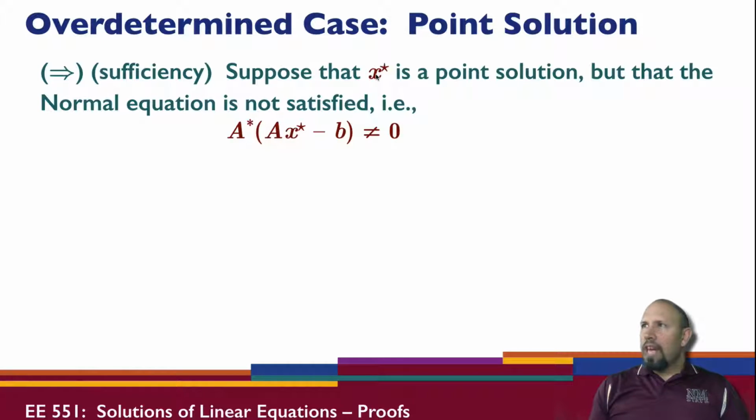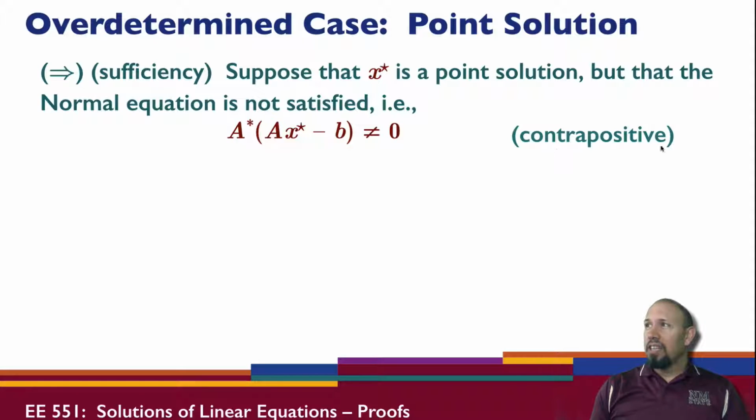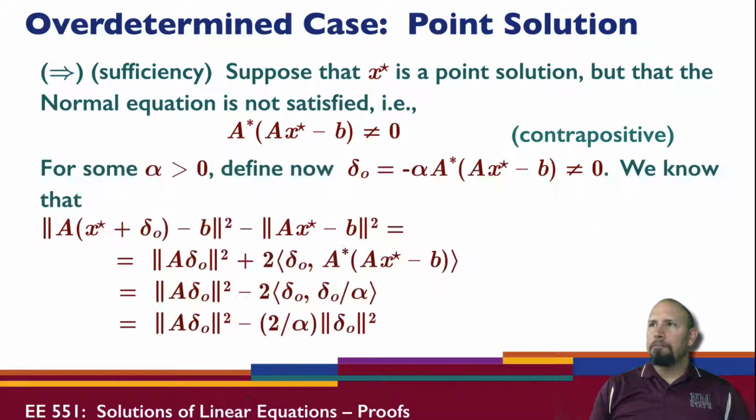That is, we start off assuming that x star is the point solution, but that the normal equation is not satisfied. So you can see by the way we're starting off that we're approaching this using a contrapositive argument. Remember, in a contrapositive argument, we assume the hypothesis and not the conclusion, and then we show there's a contradiction with the hypothesis, that the hypothesis itself must not be true. Well, let's take a look at the proof.